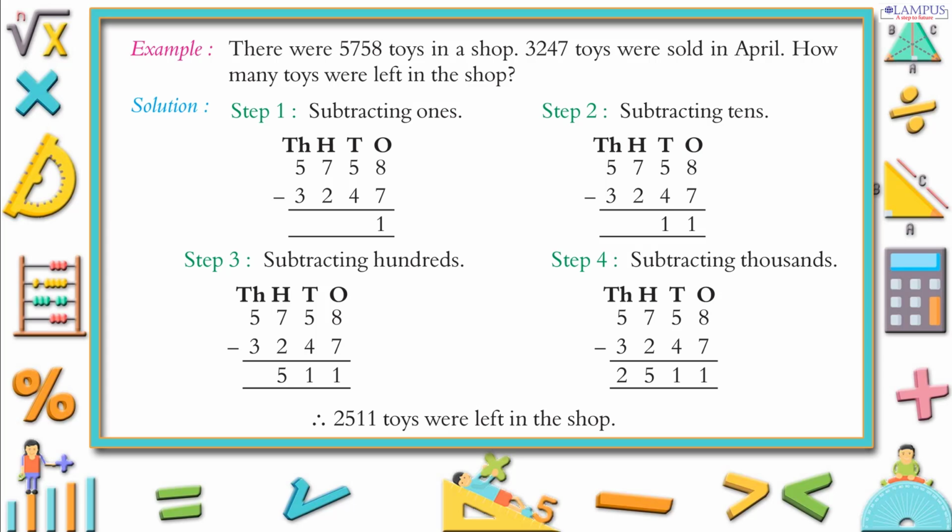Example: there were 5758 toys in a shop. 3247 toys were sold in April. How many toys were left in the shop? Solution: Step 1. Subtracting ones. 8 minus 7 equals 1. Step 2. Subtracting tens. 5 minus 4 equals 1. Step 3. Subtracting hundreds. 7 minus 2 equals 5. Step 4. Subtracting thousands. 5 minus 3 equals 2. Therefore, 2511 toys were left in the shop.